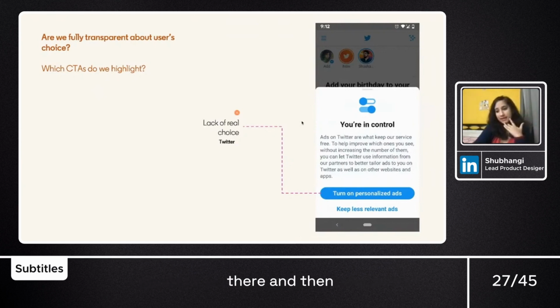It gives you some text there, and then it basically has options to only keep certain kinds of ads and does not really let you turn them off. So there's a lack of real choice here.